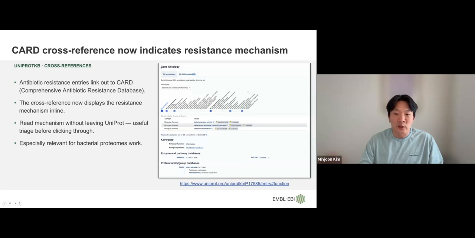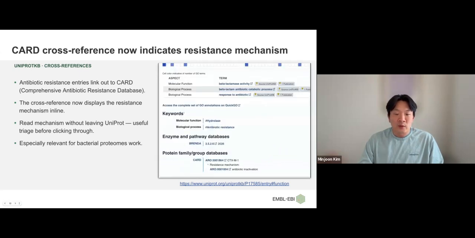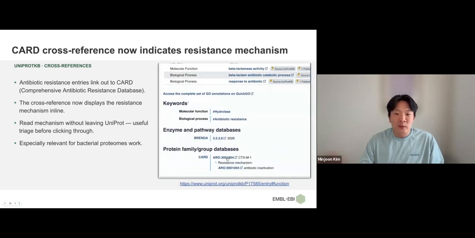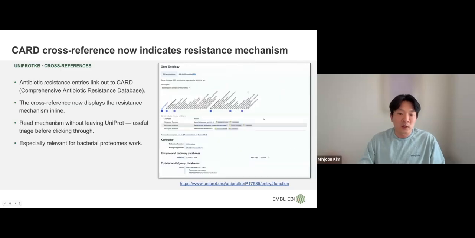As you can see in the video, you can find it right there in the protein family group databases with CARD, and it also shows the resistance mechanism at the bottom.